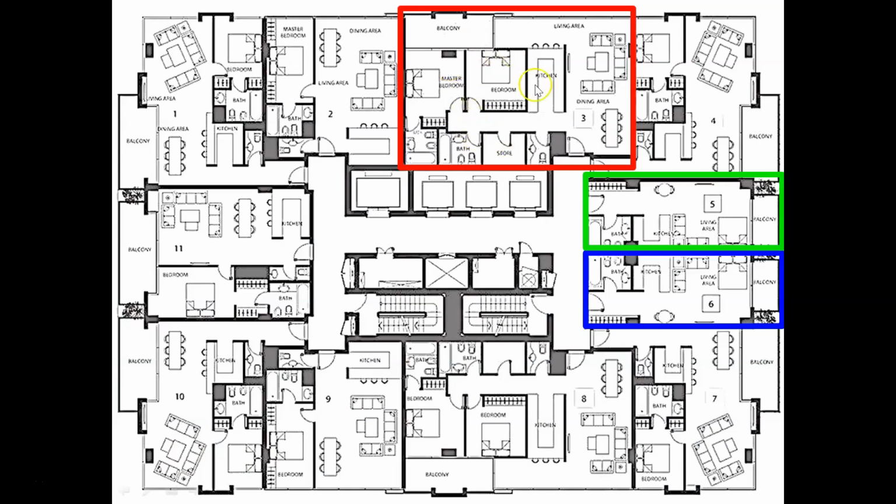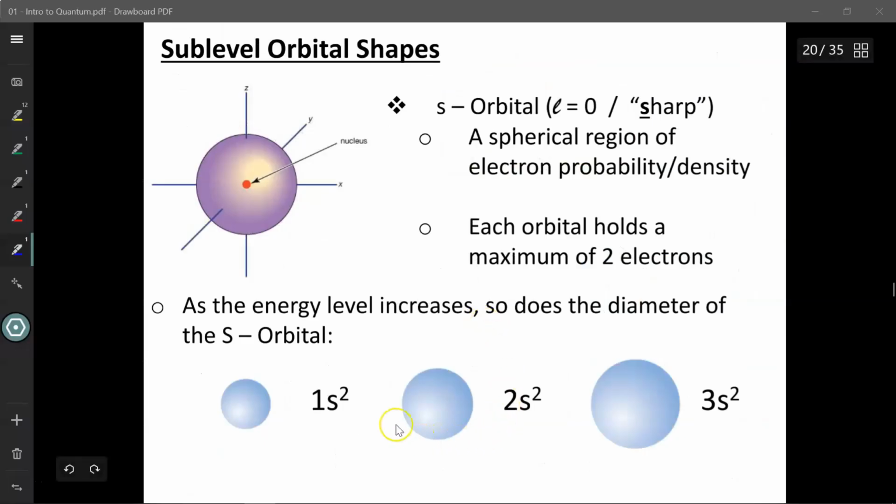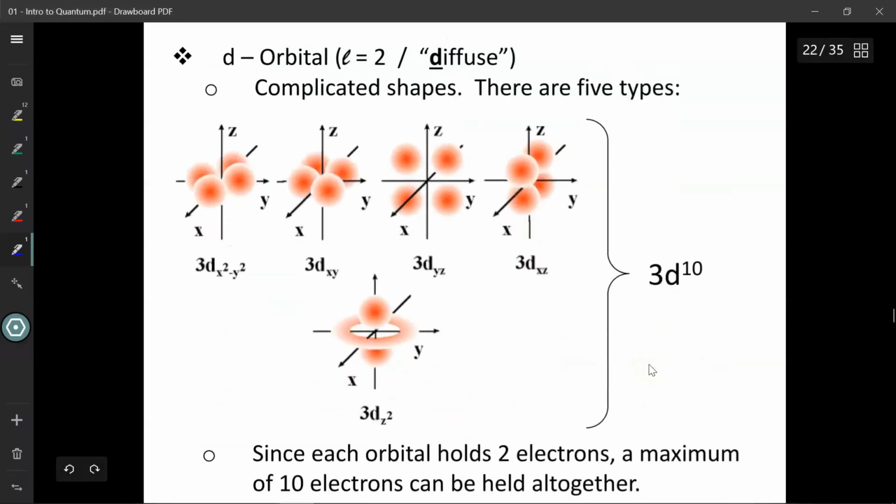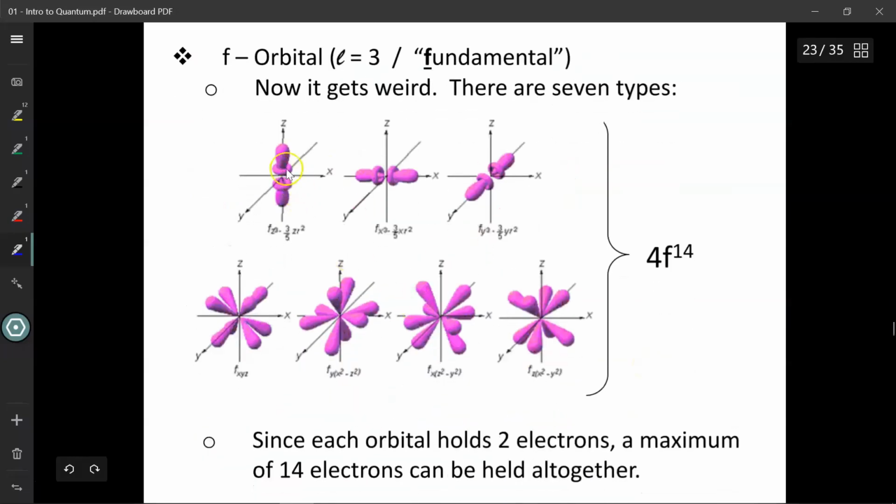So you'll notice the higher end condo units have a lot more bedrooms than the lower end condo units. Similarly, s orbitals only have 1 shape, a spherical shape. P orbitals have 3 suborbital shapes, one along the x-axis, one along the y-axis, and one on the z-axis, all of which are dumbbell or figure 8 shaped. D orbitals have 5 suborbital shapes, and F orbitals have 7 suborbital shapes.